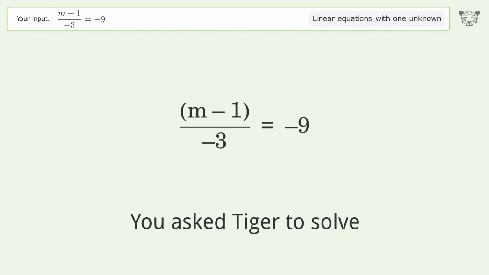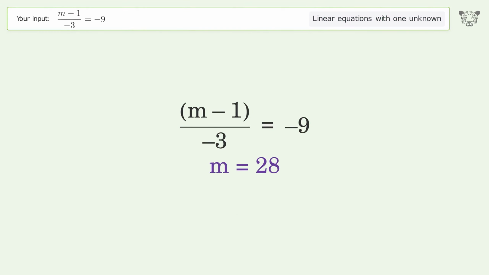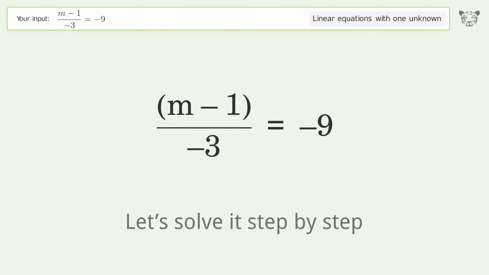You ask Tiger to solve. This deals with linear equations with one unknown. The final result is m equals 28. Let's solve it step by step.